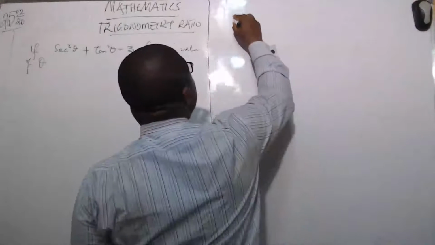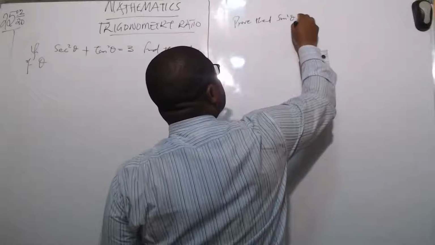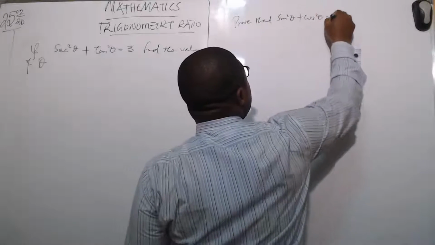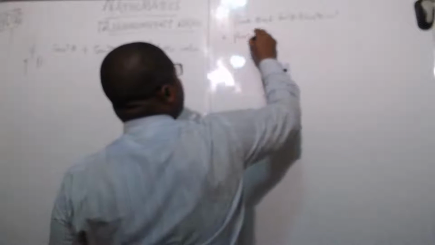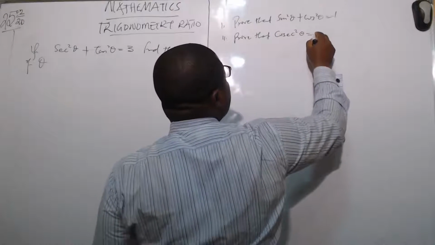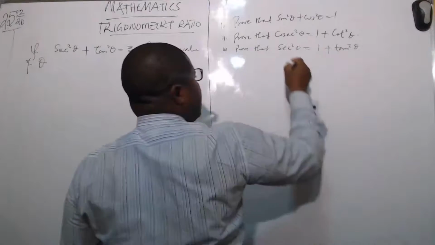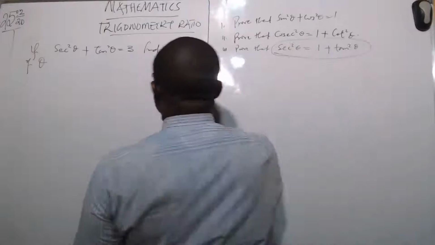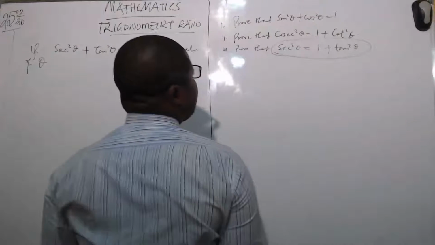We said: prove that sine square theta plus cos square theta equals 1. Two: prove that cosec square theta equals 1 plus cot square theta. Now, this goes with this particular question we are trying to solve here. Right?